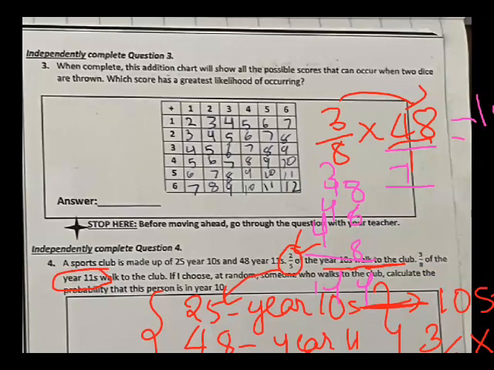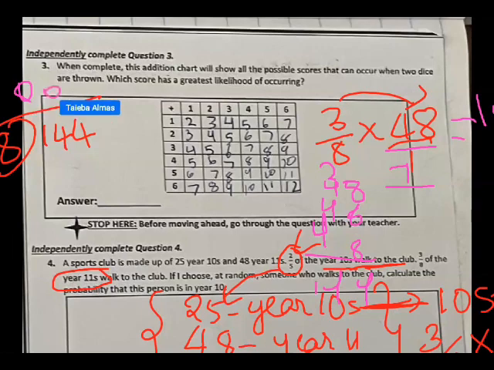Divide it, Abdurrahman. 144 divided by 8 equals... You can't, wait. No, I can divide it by 4. Yes, you could. I could have done it in that way.